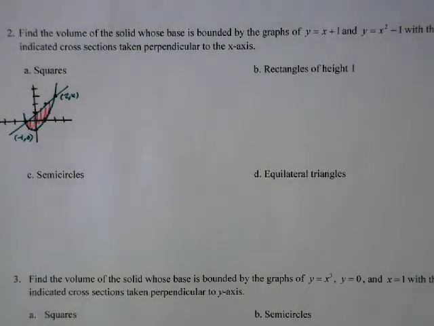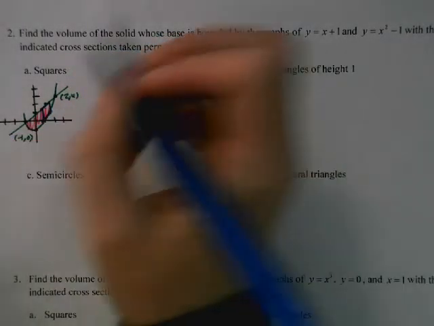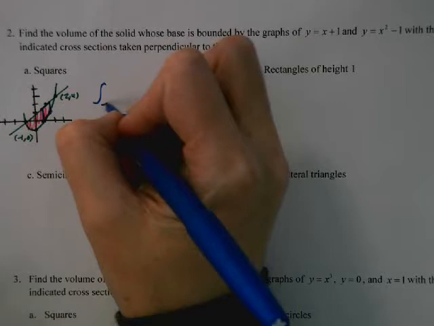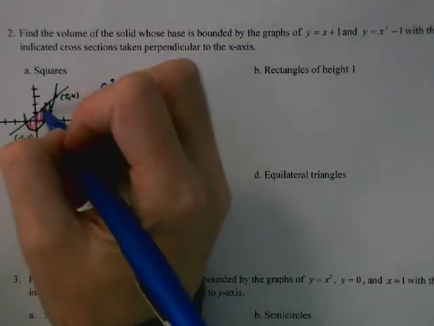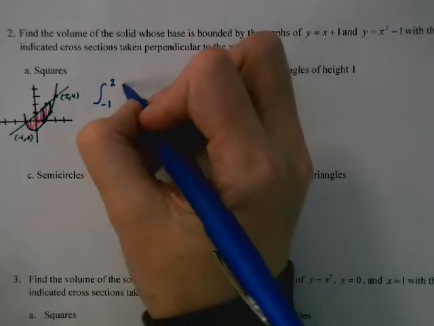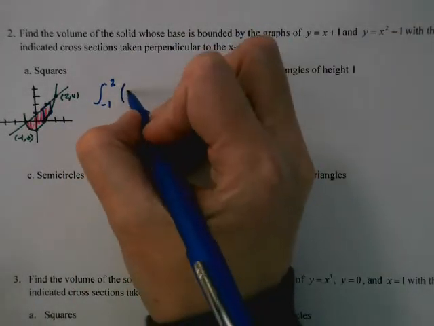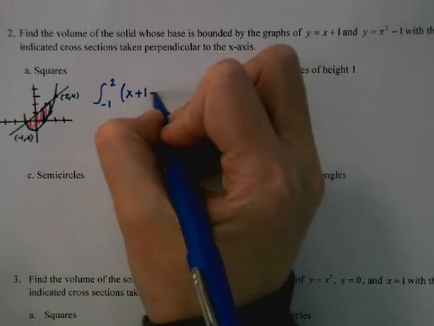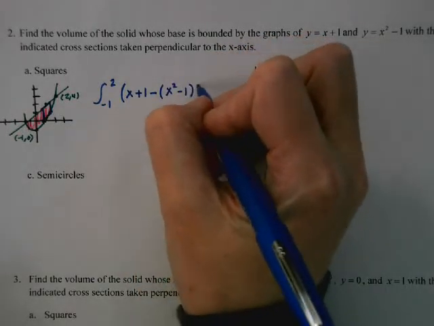And then it's just the integral of the area. So if we have a square, this is going to be the integral from negative 1 to 2 of the top minus the bottom. That's going to be our distance squared. So the top is going to be the x plus 1, minus the bottom, which is x squared minus 1.